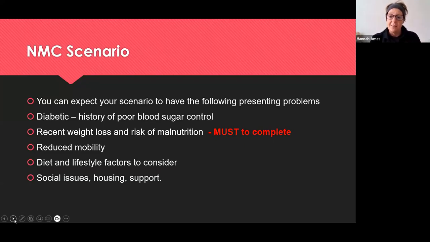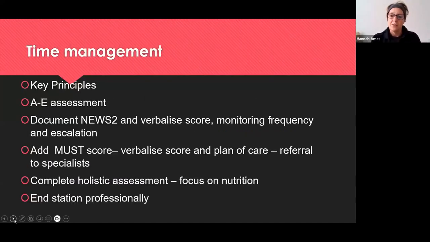Diet and lifestyle factors to consider. So we know there's going to be risk of malnutrition and the patient's diabetic, so we need to be looking and assessing potentially for those issues. And also, like for all scenarios, we want to be checking social issues, so things around housing, support, how they're managing with activities of daily living. Document your NEWS too, verbalise your score, monitoring frequency and escalation. And then you're going to have a MUST form, which is going to be completed, and you're going to need to add up the score, verbalise the score, and verbalise your plan of care.